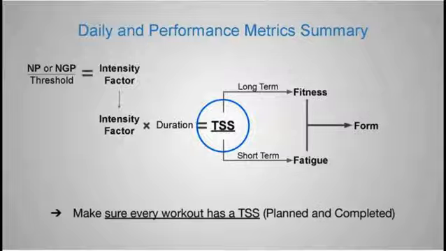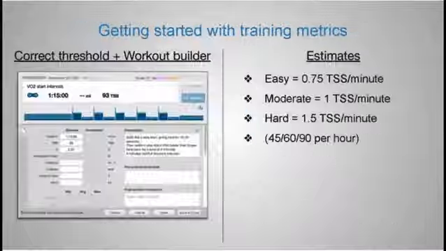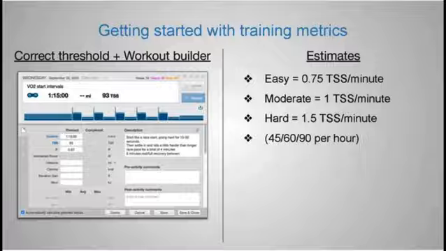Knowing that, it's easy to see that the most important thing you can do to start utilizing training metrics in your coaching is to make sure that every workout has a TSS value assigned to it, both planned and completed. There are two easy ways to make sure that every workout has a TSS value assigned to it. For planned workouts, you can use the Structured Workout Builder, which will automatically calculate TSS for duration-based workouts.